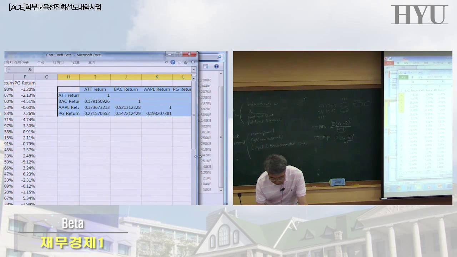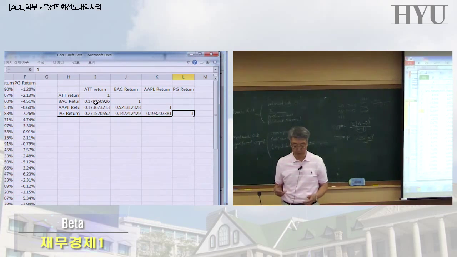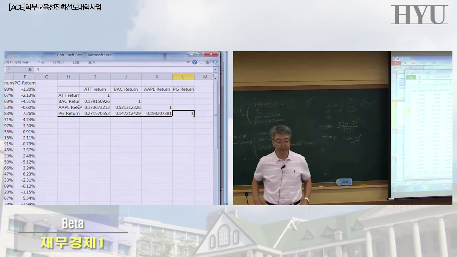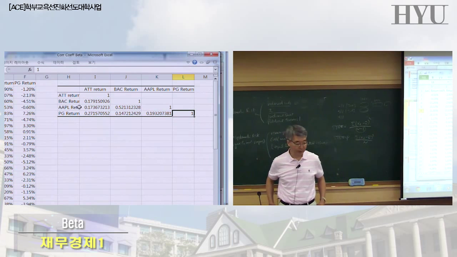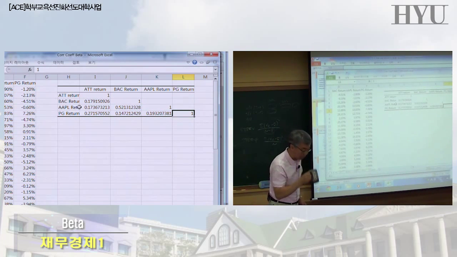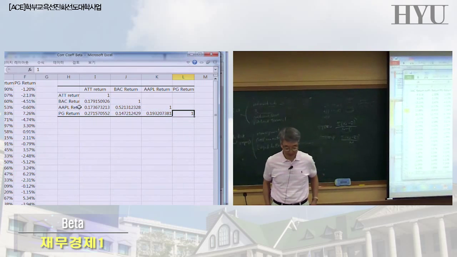So we have the correlation coefficient between AT&T and AT&T, which is, of course, 1. That's why you have 1 all the way diagonal across here. And the correlation between AT&T and BAC is 0.179. There isn't much correlation. What does that mean? What can you say? Correlation coefficient is 0.18. What's the story here? Not much? Okay.